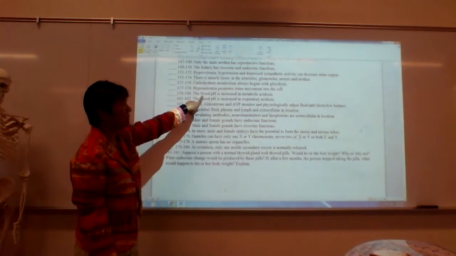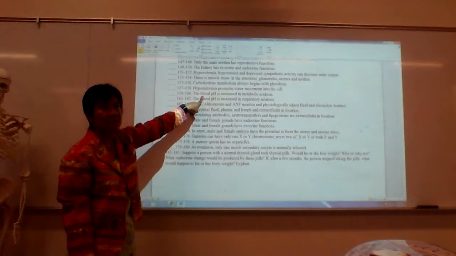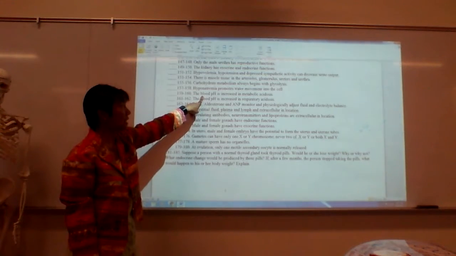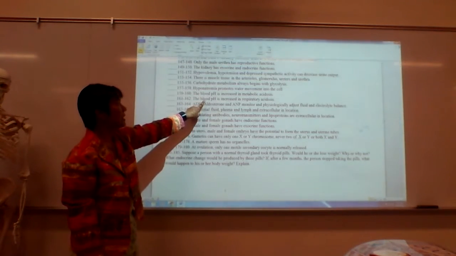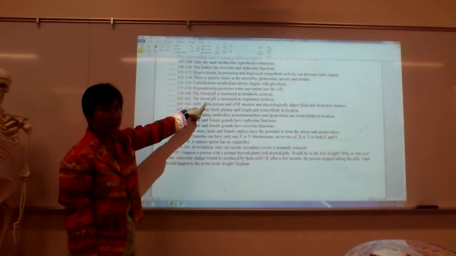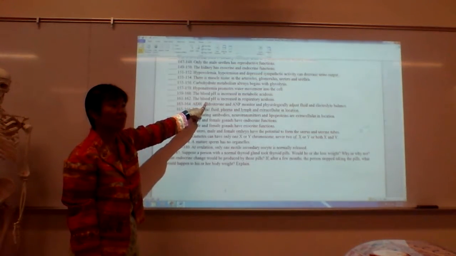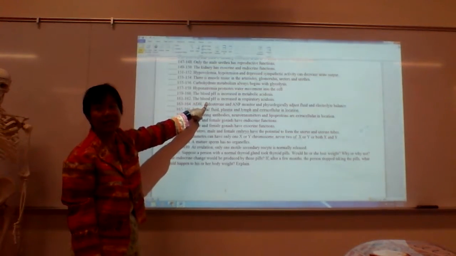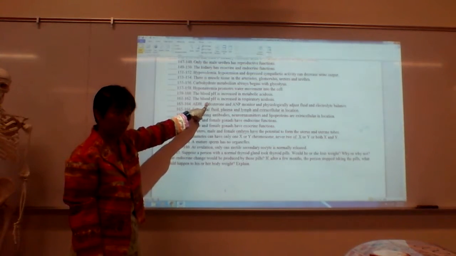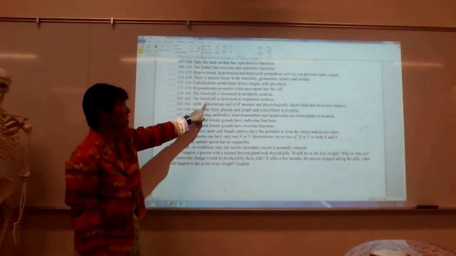Next, the blood pH is increased in metabolic acidosis. So this is false. The blood pH is increased in respiratory acidosis. So this is also false. Don't forget, acidosis, the pH is low. Alkalosis, the pH is high.